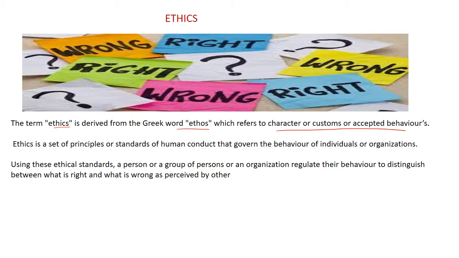When we are speaking about ethics, we Indians have a certain sort of ethics. The Western countries have their own sort of ethics. So we have to respect the different ethnicities and the different notions of people. All of these come under ethics. So ethics means character, customs, or accepted behavior, right? We are going to discuss ethics in detail, the different theories associated with it, and then different types of ethics in the upcoming slides, right?